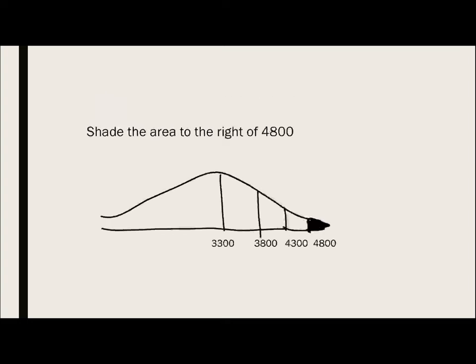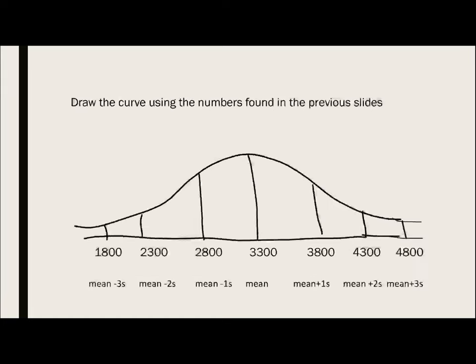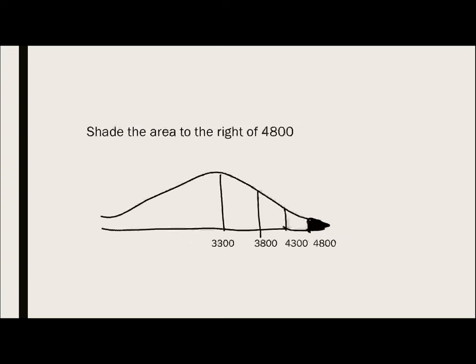What if it asked you to shade the area to the right of 4,800? Okay, first you would go back to see this slide on the right and see where 4,800 is. We have 3,300, then 3,800, then 4,300, 4,800. To the right would shade the area to the right.